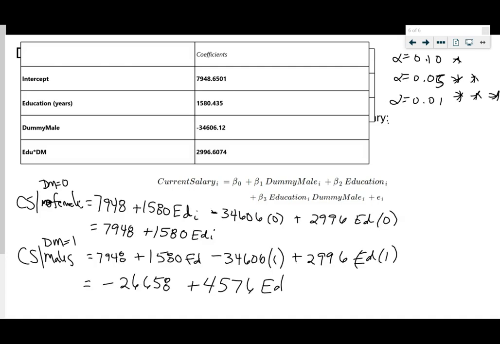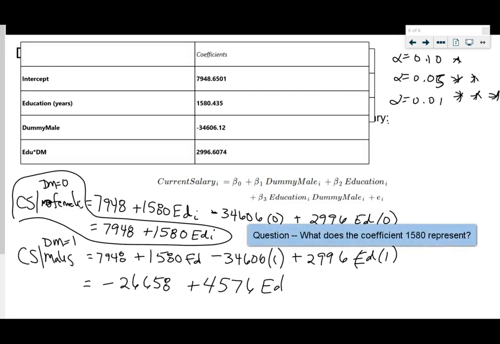See if you can put together this estimated equation for females and males. Okay, so hopefully this is the math that you went through. I'm just using my form of the equation with my estimated coefficients evaluated first when dummy male takes on a value of 0. So 7948, that's my intercept. 1580, that's my coefficient on education. And now I've got the negative 34606, which is the coefficient on dummy male, and the 2996 education interaction term. But for females, dummy male takes on a value of 0, so this becomes a 0, and this equation simplifies. This is the equation of current salary as a function of education for females. Question, can you interpret what this value of 1580 represents?